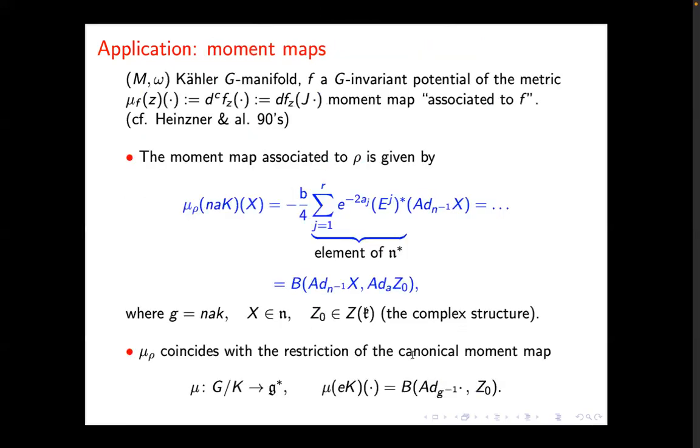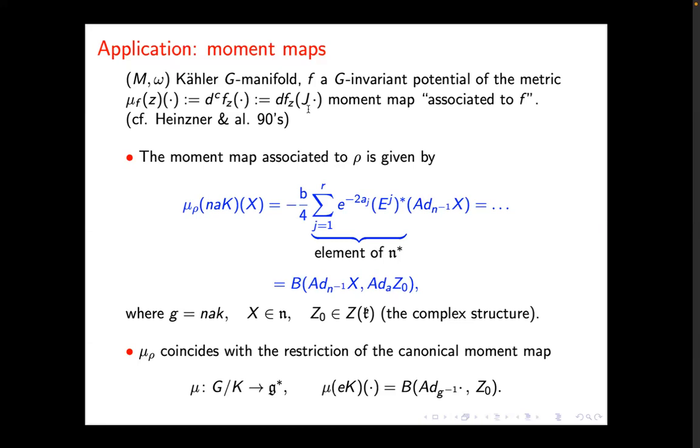Another thing is that if you have a Kähler manifold with an action by a Lie group, and you have a G-invariant potential f of the Kähler metric, then you can construct the so-called moment map associated to f, which is defined as mu f of z, d^c f in z, applied to an element of the algebra of G. So this map is G-equivariant and satisfies the properties of a moment map.